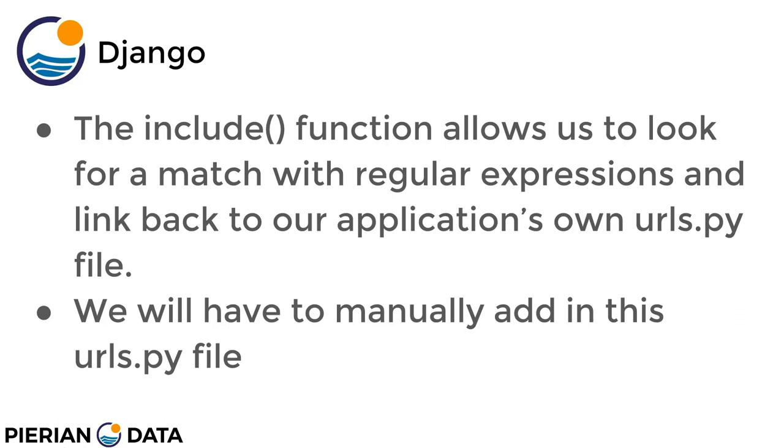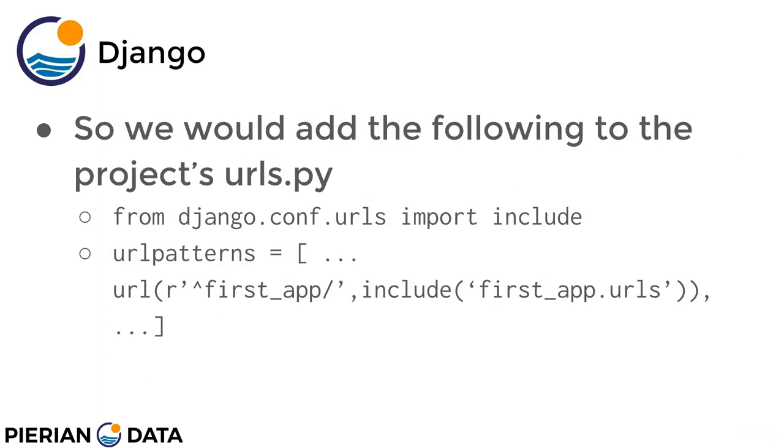As a quick note, we'll have to manually add in this urls.py file, because when you start your application, it doesn't automatically create one for you, unlike when you start your project, where it does create the urls.py file for the project. So what we would want to do is add the following to the project's urls.py file.